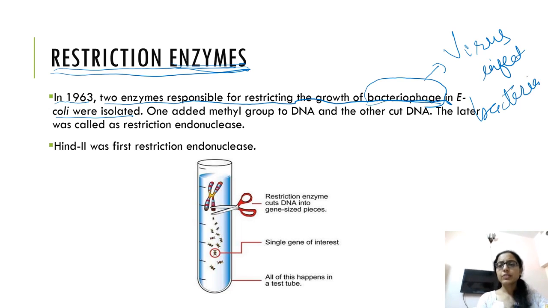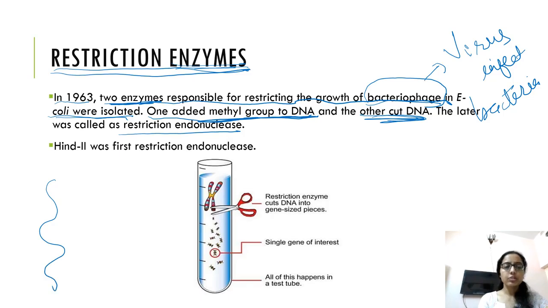Now this bacteriophage, it was in E. coli. From there, these two enzymes were isolated. Out of these two, one added a methyl group to the DNA of E. coli, and the other one cut the DNA. The one which cut the DNA was known as restriction endonuclease.